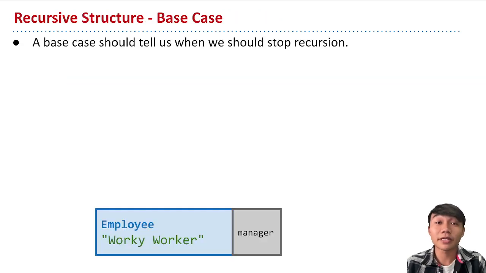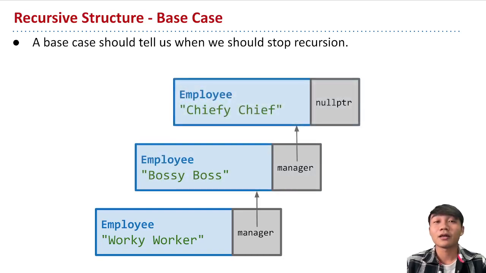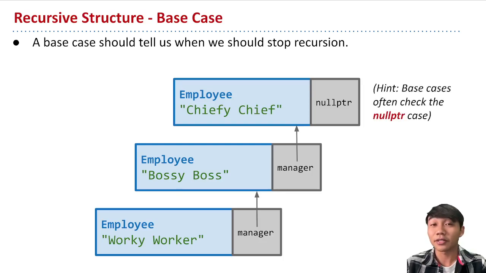Say we want to print out worky worker's managers, we would need to print out all of bossy boss's managers. And to do that, we would need to print out all of chiefy chief's managers too. But notice that chiefy chief is the CEO, so they don't have a manager. So the base case could be when an employee doesn't have a manager. And in our case, that would be the null pointer check, because chiefy doesn't point to another employee object.